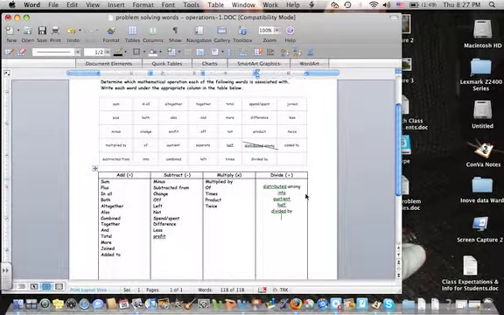So this is what we did on Wednesday in class. We basically categorized all the different words, and this is going to help us to do our word problems assignment.